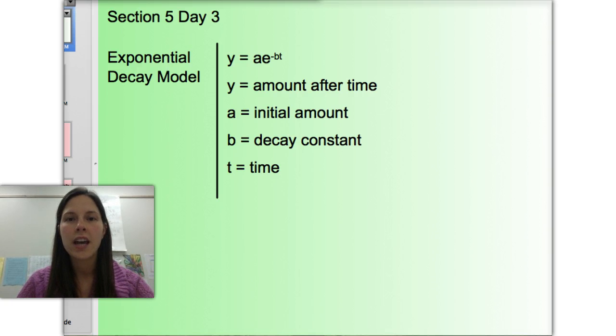If we take a look at the equation, we have y equals a times e to the negative b times t power. So y is the amount after time, what's left after it's been decaying. A is the initial amount of the medicine or the material that we're looking at. B is what's called the decay constant. That is different for every material that is decaying, so we'll have to find that decay constant every time we have a new question. And then t, of course, as always, is time.